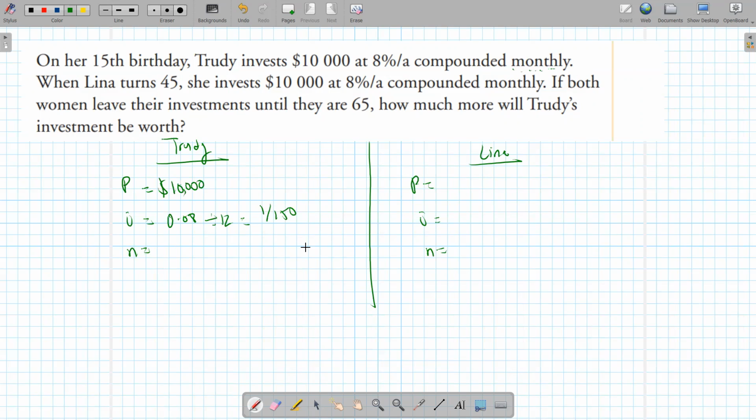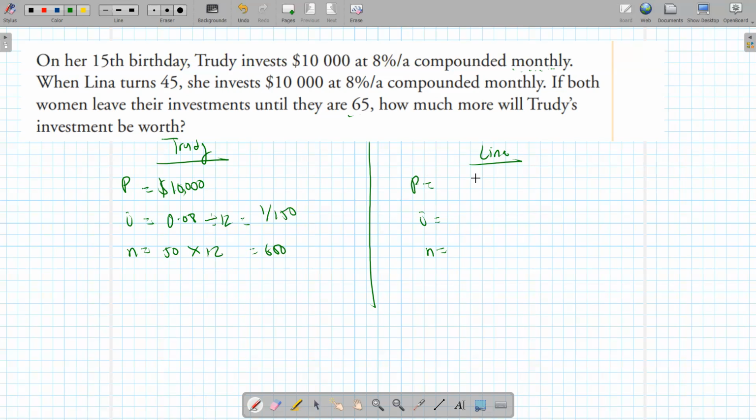What about N? They're putting it in their bank account until they're 65. Trudy is 15 right now, so how many years until she's 65? 50 years. Again, what do we do with this 50? You multiply it by 12. So 50 times 12 is 600. Let's look at the other one.